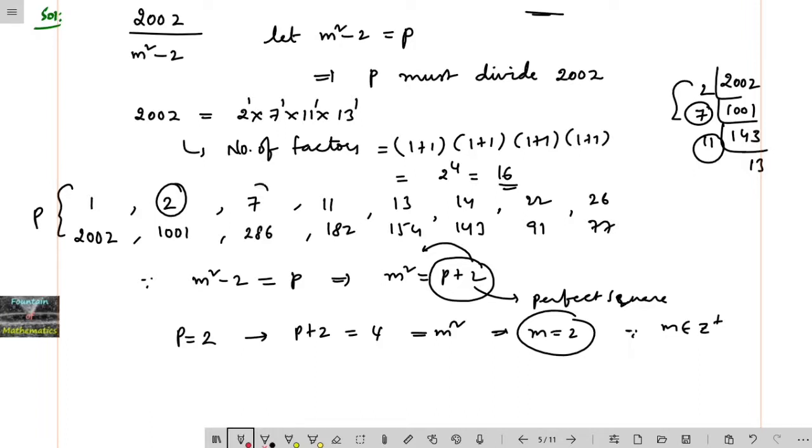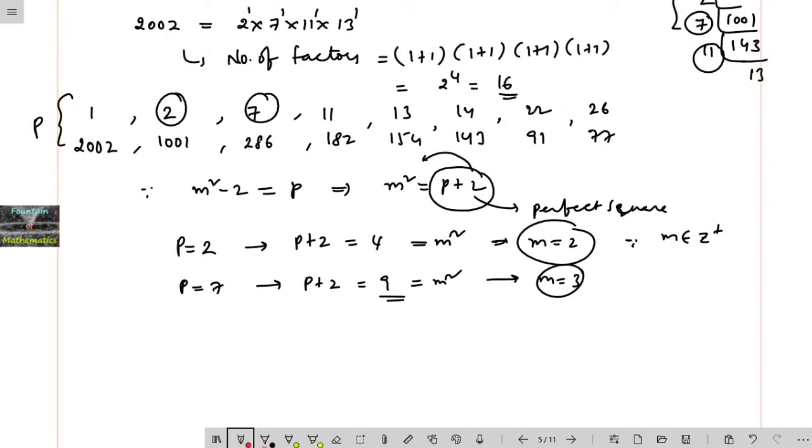And the next case, by taking 7, p is equal to 7. So p plus 2 will be 7 plus 2, 9, which is also a perfect square number. So we can say m is equal to 3 in this case. And the next one, 11 plus 2 no, 13 plus 2 no, 14 plus 2 we can consider. So p is equal to 14, p plus 2 is 14 plus 2, 16, which is a perfect square number. So we can take m is equal to 4.